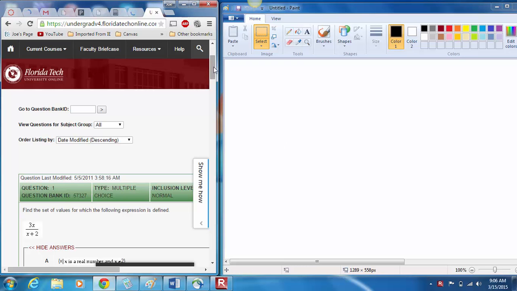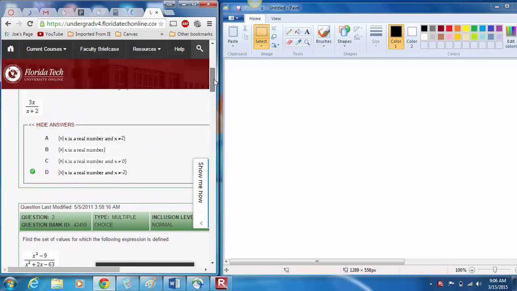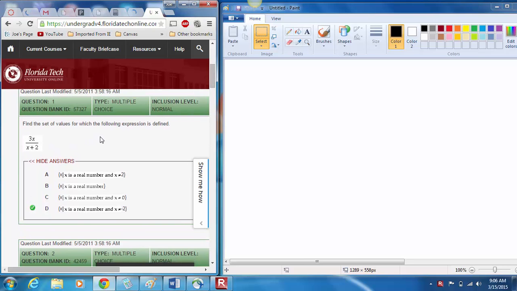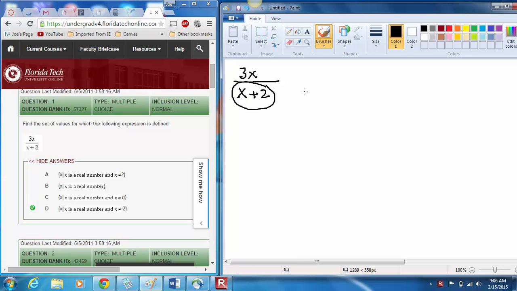Alright, let's start on the first question. The question is, find the set of values for which the following expression is defined. So we have 3x over x plus 2. In a question like this, we want to make sure that the denominator does not equal 0. So x plus 2 does not equal 0, which means, subtracting 2 from both sides, x does not equal negative 2.